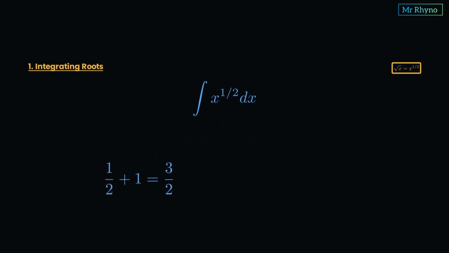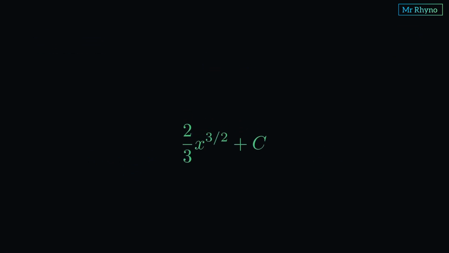Now use the power rule. Add 1 to the exponent. 1/2 plus 1 equals 3/2. Then divide by 3/2. X to the 3/2 over 3/2. Dividing by 3/2 is the same as multiplying by 2/3. 2/3 x to the 3/2 plus c. So whenever you see a square root, think, the square root of x equals x to the 1/2.